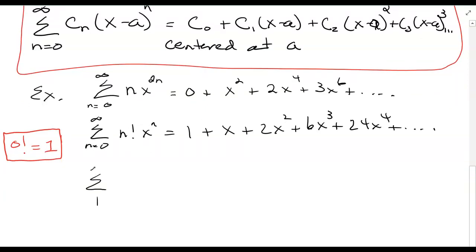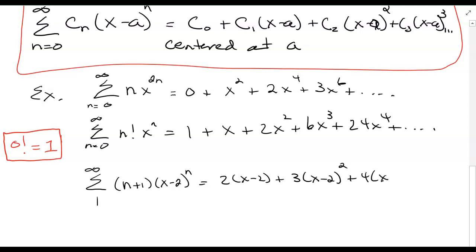Summation 1 to infinity of n plus 1 times x minus 2 to the n. So this one we're going to start at 1. 1 plus 1, that's 2, x minus 2 to the first. Then 2 plus 1 is 3, x minus 2 squared. 4, x minus 2 to the third. Dot, dot, dot. So this is just to practice expanding out some of these power series.